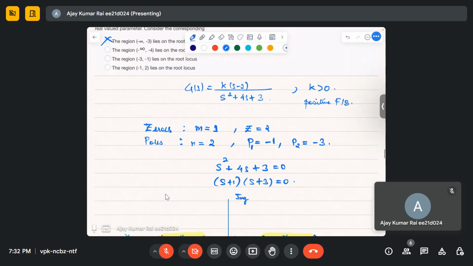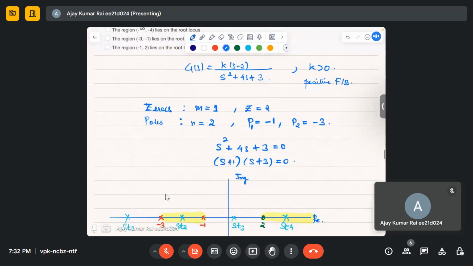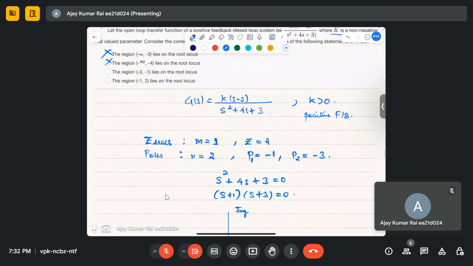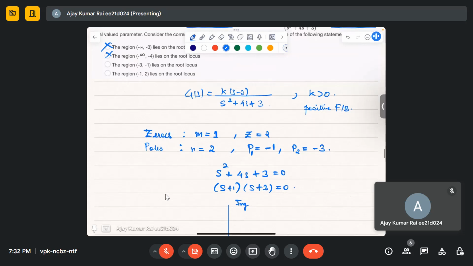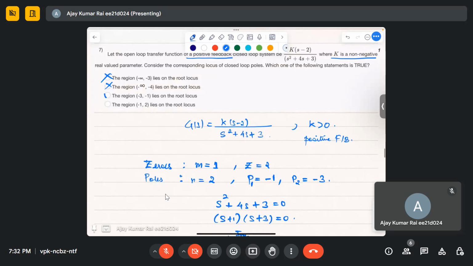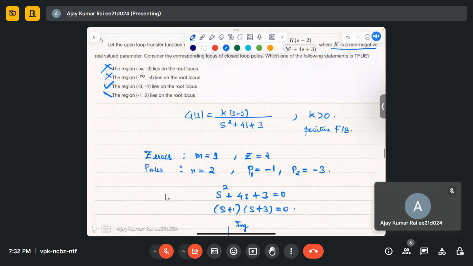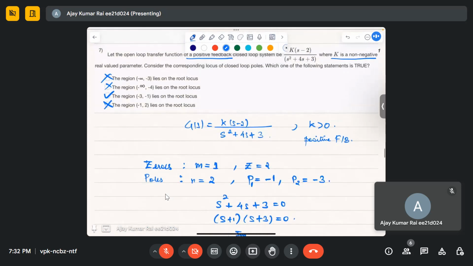Okay, so let's see the options. The first one is wrong. And -infinity to -4, this is also wrong. The region -3 to -1 lies on the root locus. Correct, this is correct, right? And the region -1 to 2 lies on the root locus. -1 to 2 does not lie on the root locus. Okay, the only correct option is the third option.